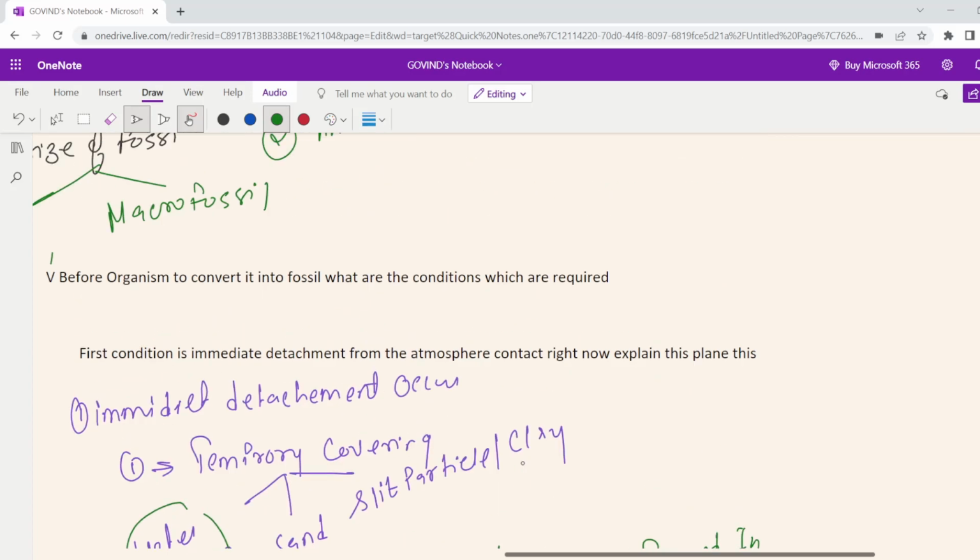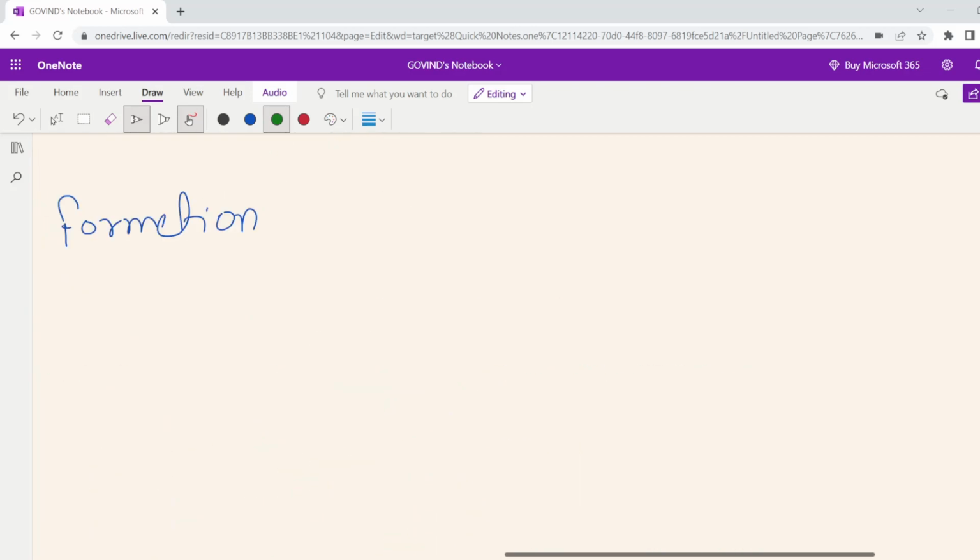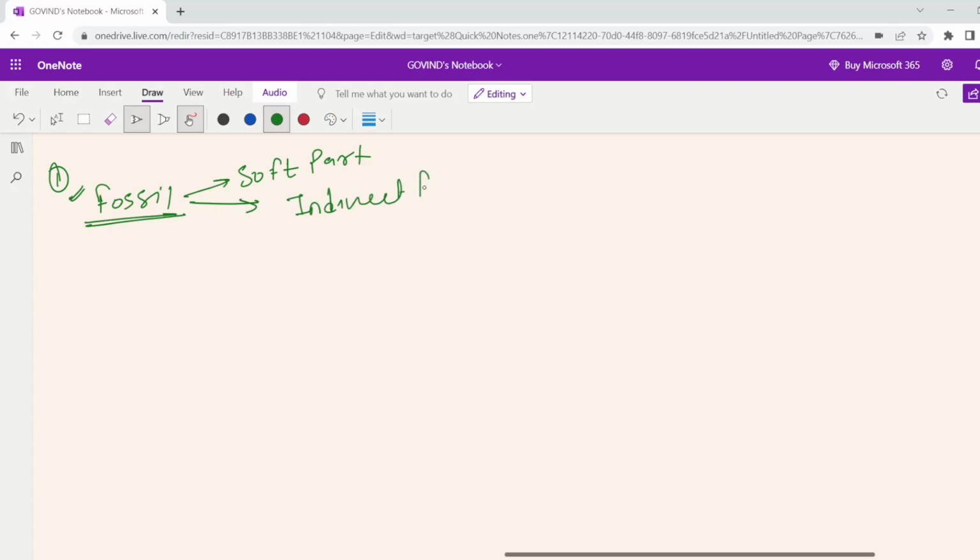So let me now take another page, or I think it can be maintained here only. Let me go to the upside. Yes, we have a good space here, so let me write about it. Okay, so now fossils can be in the following parts. Now this is very important, the examiner would catch you here. Fossils can be a soft part of an organism, fossils can be an indirect fossil, and fossils can be a hard part like bone, teeth, and so on.